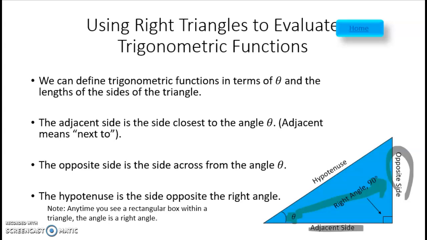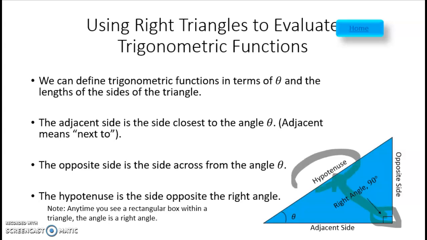Now the hypotenuse is always the side opposite from the right angle. And you can tell that you're talking about a right triangle if you have this little box right here. That always signifies a 90-degree angle, or a right angle. But always opposite of that, that is your hypotenuse.